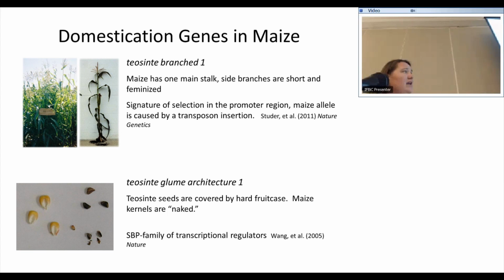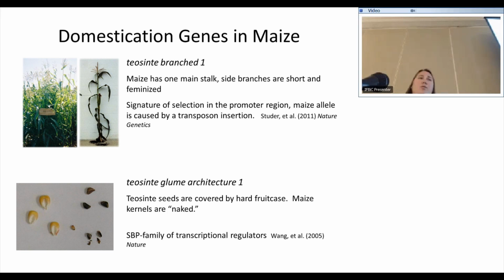Another gene called teosinte glume architecture controls that hard fruit case around the seed that's absent in corn and present in teosinte. And they worked down the genetics to a transcriptional regulator, again, though they don't know the exact mechanism yet. They think it's just a SNP in the gene that causes whether that seed coat is big enough to cover the seed or not. Okay, so these are very large effect QTL, regions that control a gene, a trait.